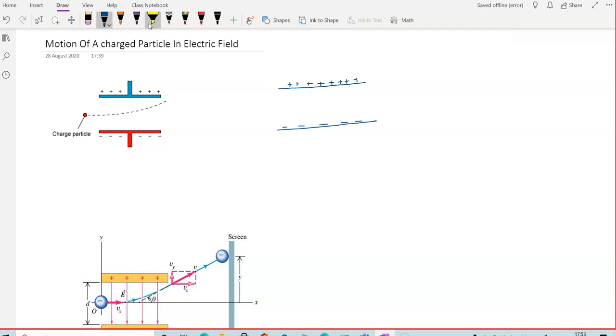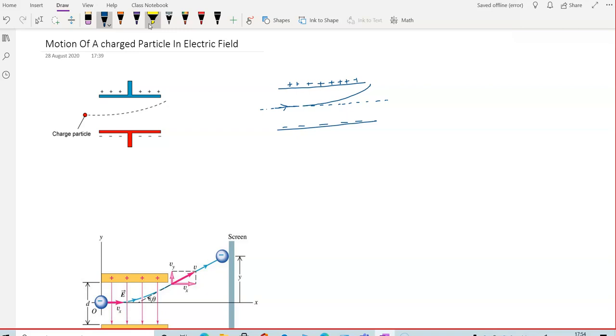When a charged particle enters, it may be positive, it may be negative. If a positively charged particle enters at this point, then it will go down. If an electron enters, it will go up. In the diagram, it is shown as an electron, because the electron moves in a direction opposite to the field. So by following a curved path, it will go out of the field.